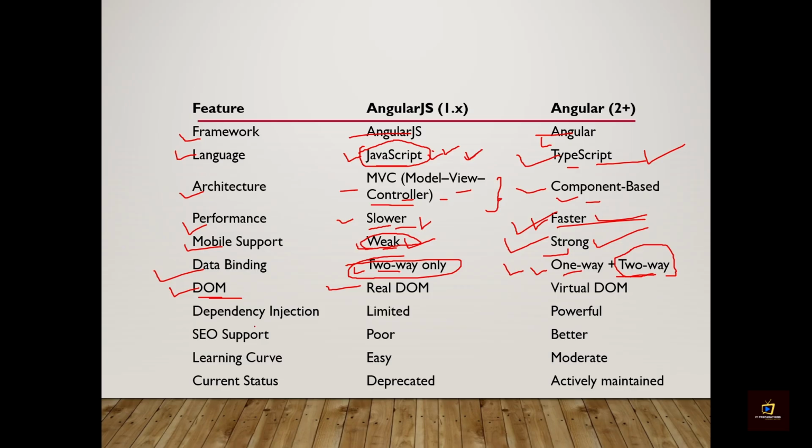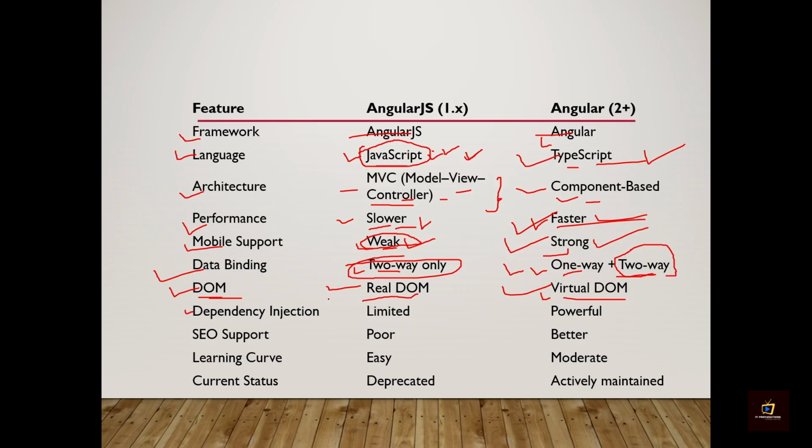Okay, so AngularJS uses the real DOM directly. It updates the DOM directly, and data manipulation means DOM manipulation, with slower performance. Angular updates only what changes, and DOM manipulation is also less as compared to AngularJS, so the performance is better. And next we can say dependency injection.